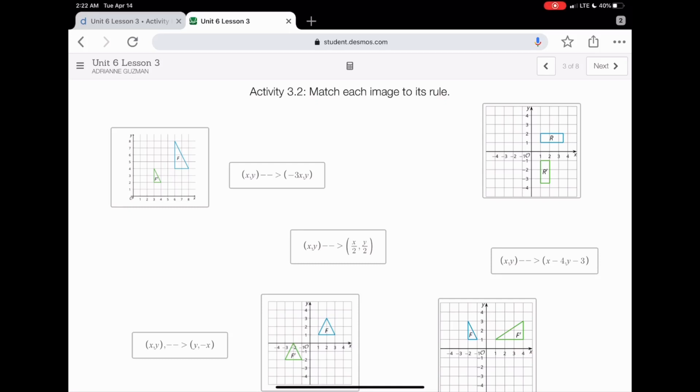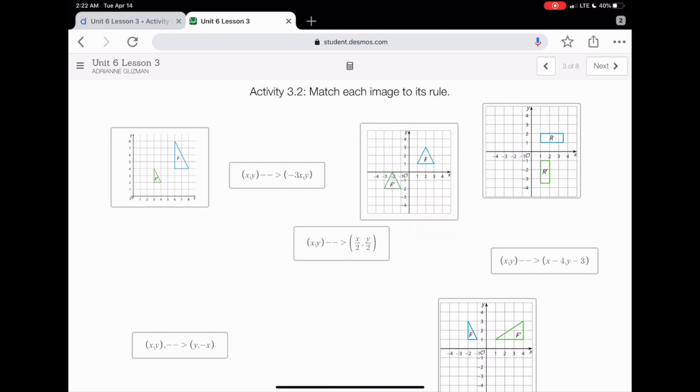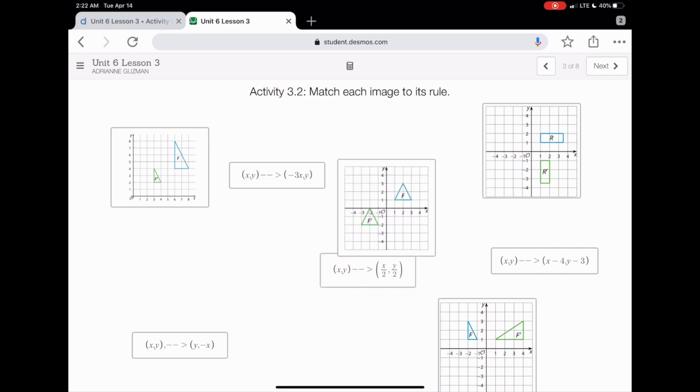All right, for this activity, you are just matching. And in order for this to work, all you have to do is either grab onto the images or grab onto the rules, and you're matching images with rules. So you just grab it, drag it, and you can see it starts to highlight over, or the other way around. You see how it highlights?